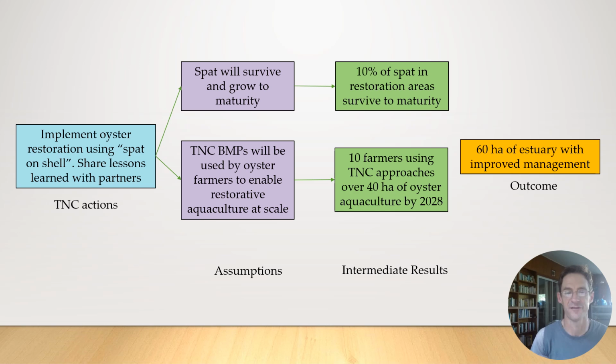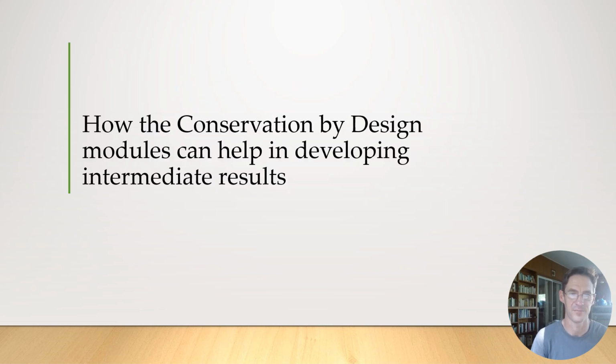There's a network of oyster farmers in the estuary. If we could get them to adopt our best management practices, we could scale our restoration efforts. So again, the team, in this case myself, generated some thresholds and numbers for what that success would look like. In this case, 10 farmers using the Nature Conservancy's best management practices, over 40 hectares of oyster aquaculture by 2028. And so that was that longer term intermediate result. In this case, an example of one that if the team achieved this, they'd have a lot more confidence they were on the right track to achieving their outcomes.